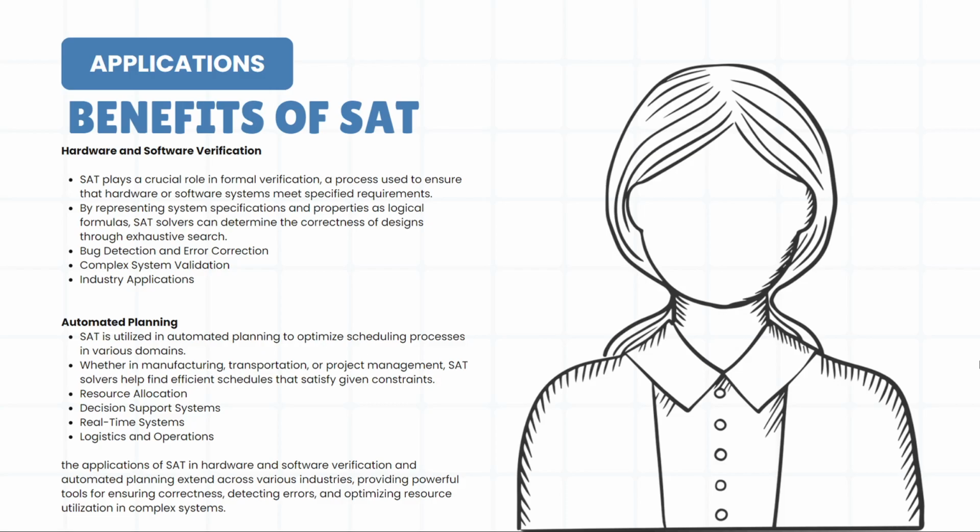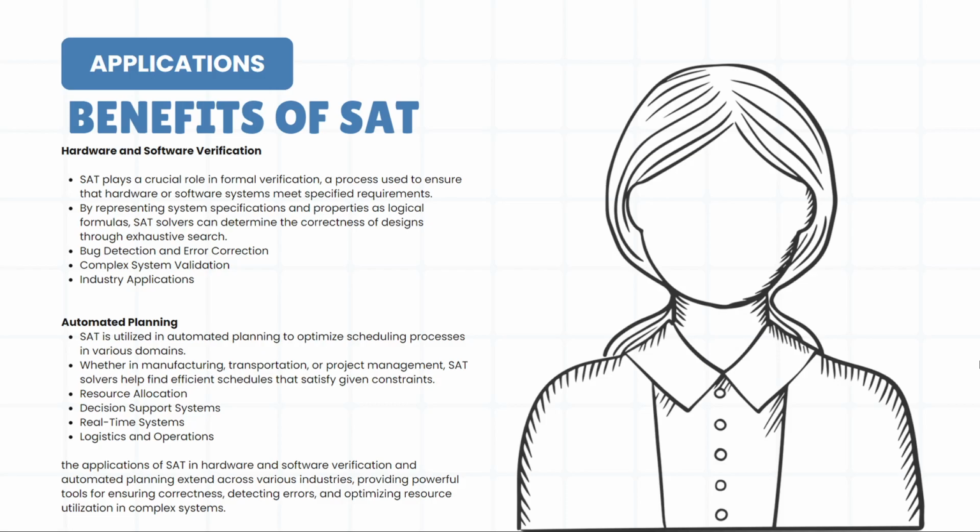Number 3 is bug detection and error correction. SAT-based formal verification can help in bug detection by exhaustively searching for logical inconsistencies or violations of specified properties. Once bugs are detected, the correction process involves modifying the design or code to eliminate these issues. Number 4 is complex system validation. It encompasses the entire process of confirming that a complex system, which may involve both hardware and software components, meets its requirements and functions correctly.